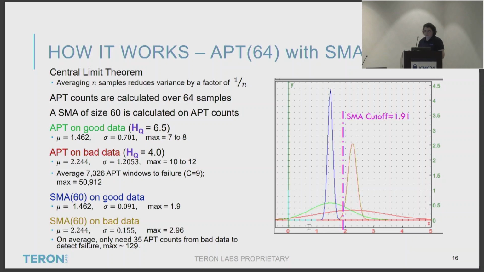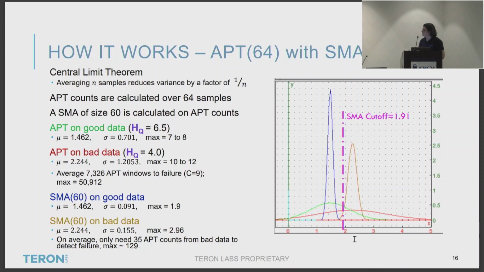So this example here is for the adaptive proportion test with a window size of 64, and I took a simple moving average over 60 values out of the APT. The green line here represents the distribution of the APT counts on good data where the quantum entropy was 6.5, and I found these using simulation, and the maximum I got when I was simulating this was around 7 or 8, which is actually off the graph.